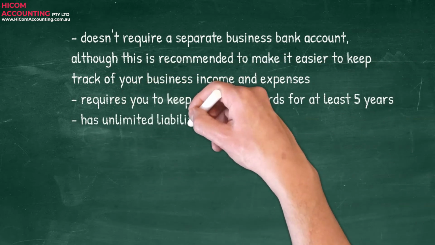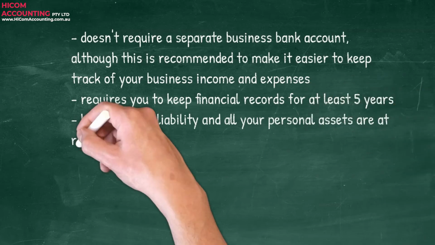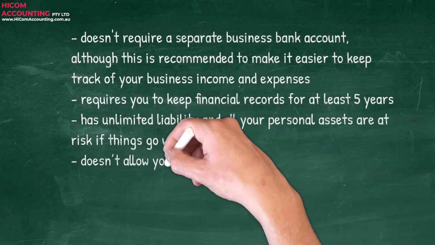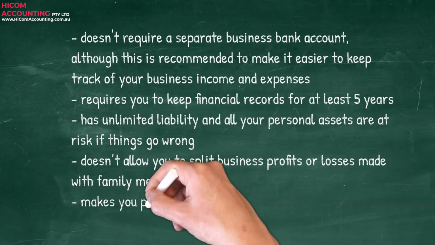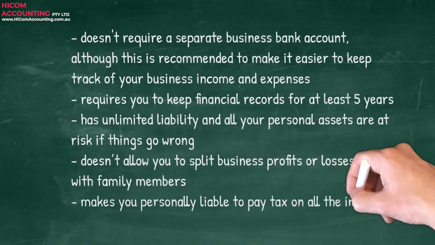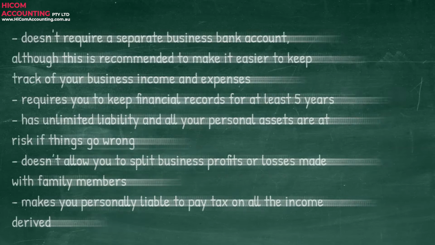It has unlimited liability and all your personal assets are at risk if things go wrong. It doesn't allow you to split business profits or losses made with family members. It makes you personally liable to pay tax on all the income derived.